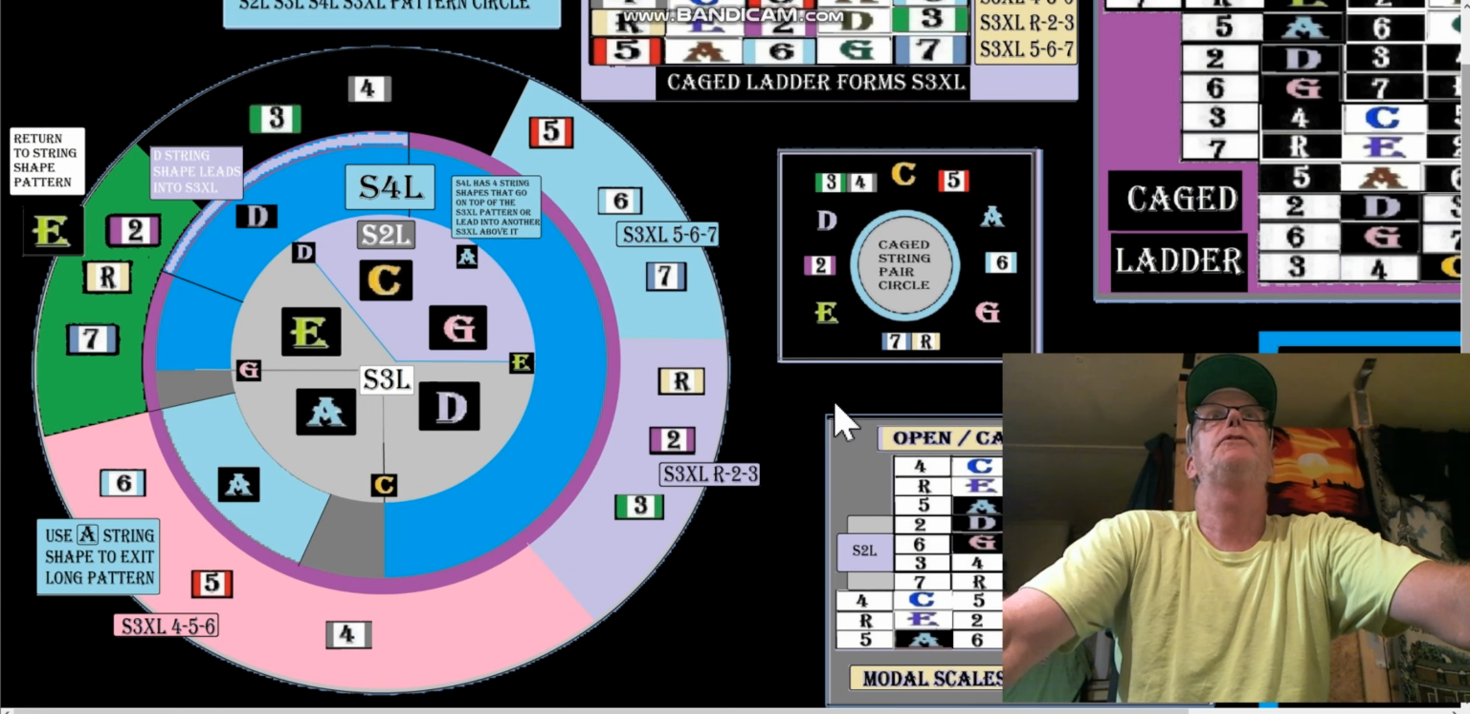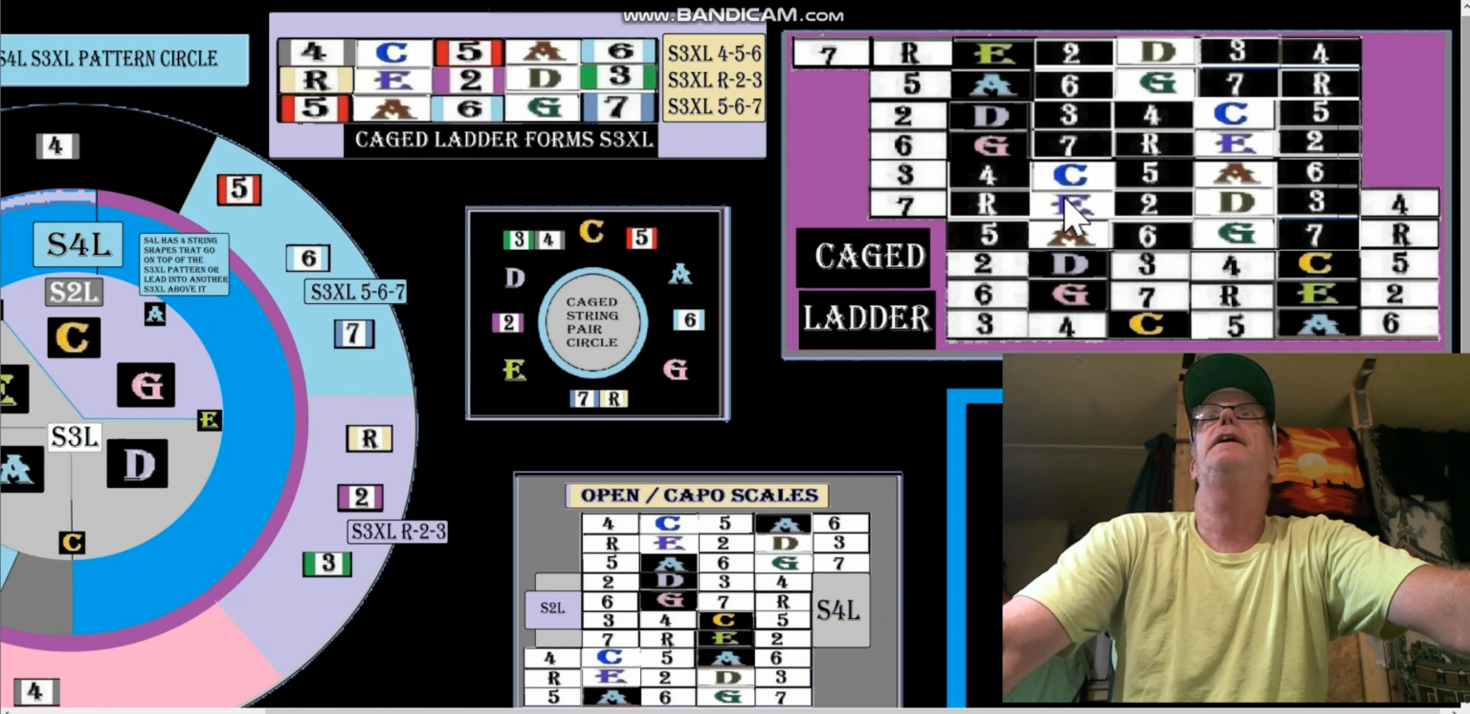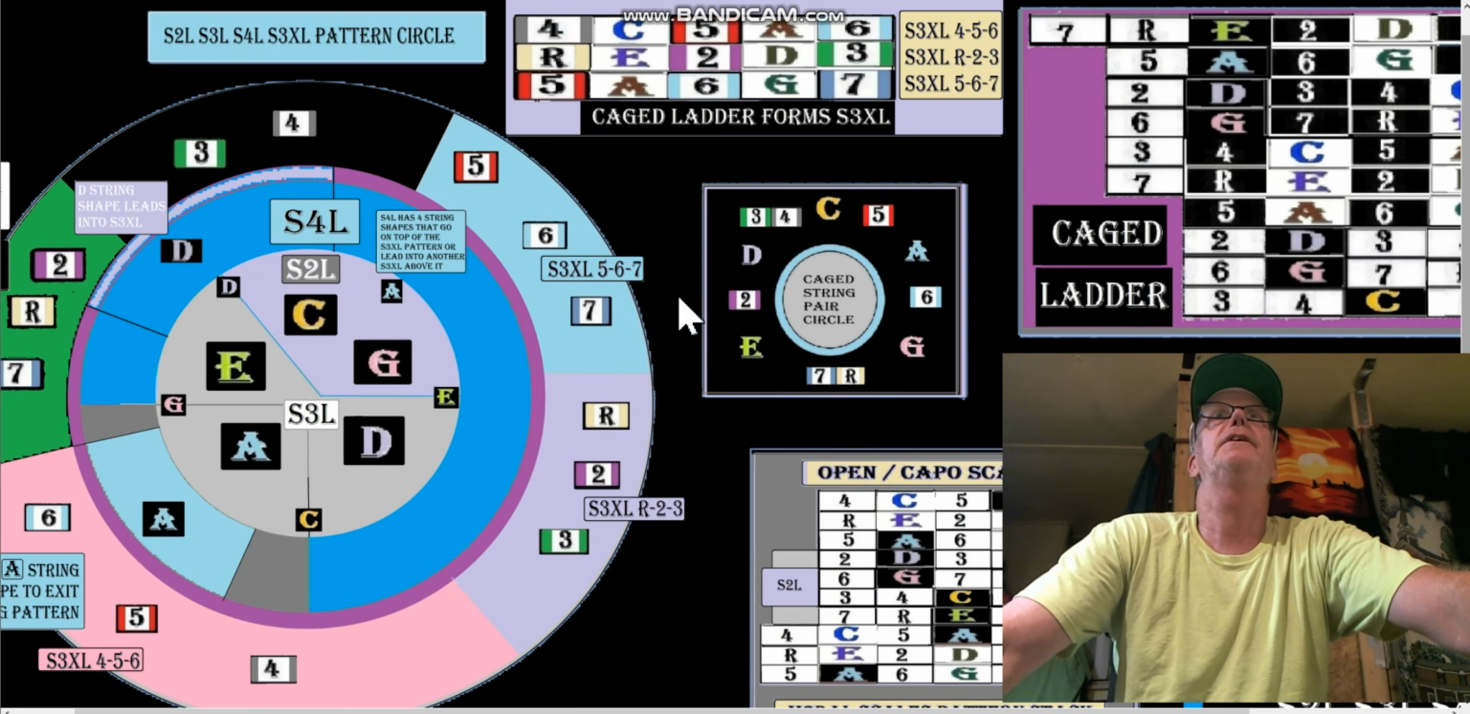Come over here, I want to show you. This is the S4L in this blue here. It goes three-quarters of the way around the circle, and it's actually G to D. It starts on E, right? It goes E, A, D, and G. So that's our S4L there: E, C, G, and D.